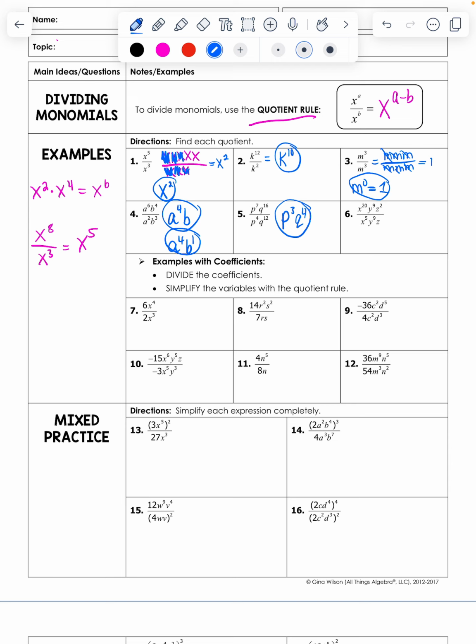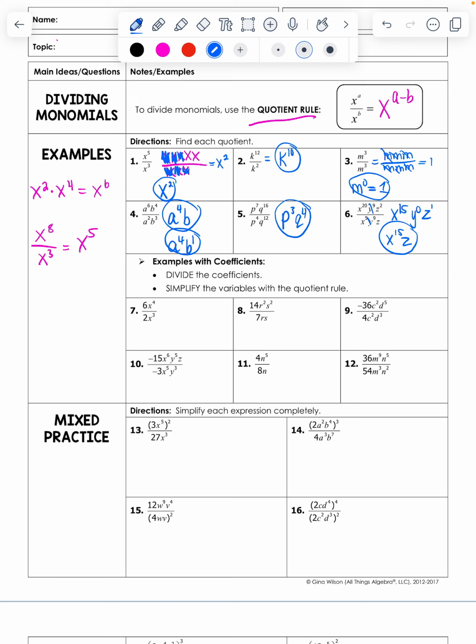Now we've got x's, y's, and z's. This would be x to the 15th, y to the 0, or that just cancels out, and then z to the first. So that would be an answer, or if you understand the y's cancel out, you could also have that as your answer.